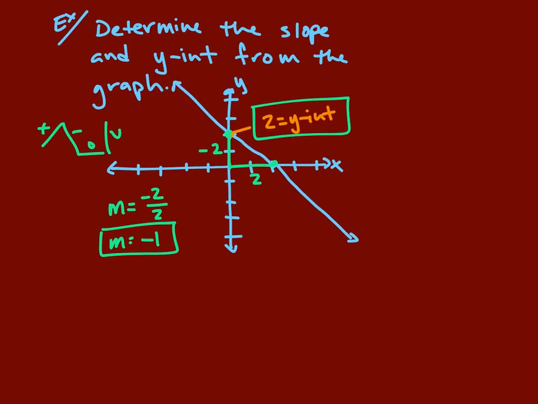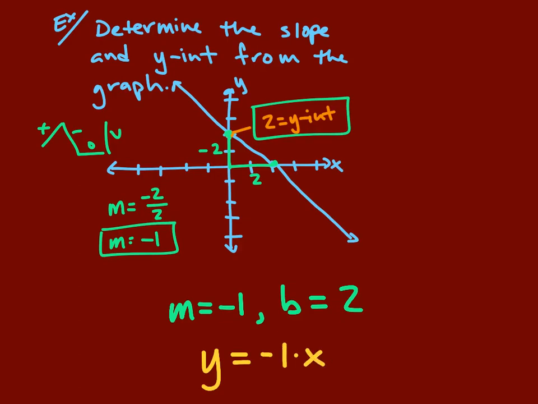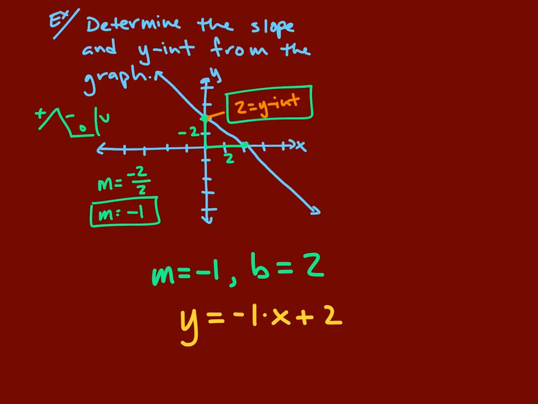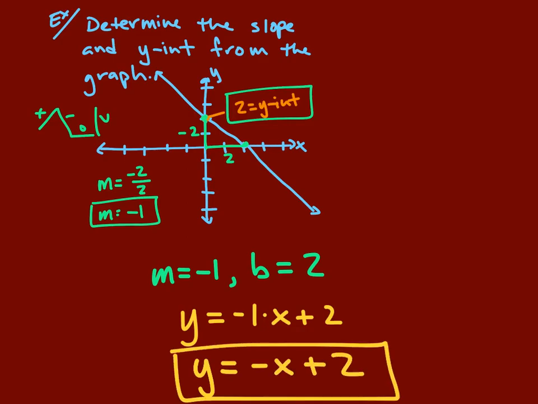And one way that we would want to write this, and I've already done it for the slope, but we would say m is equal to -1 and b is equal to 2. Now given that information, I could also write an equation saying that y is equal to -1 times x plus 2. Now if I take -1 times x, that's really just going to give me -x. So y is equal to -x plus 2, and that would be the equation that I would write.